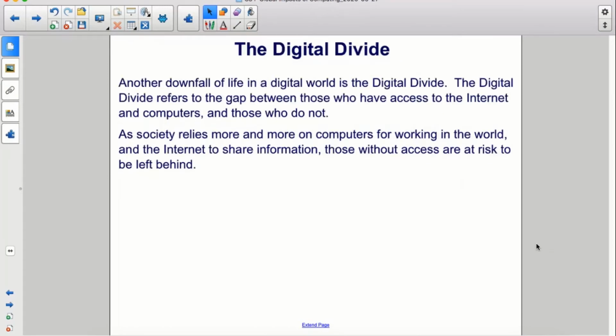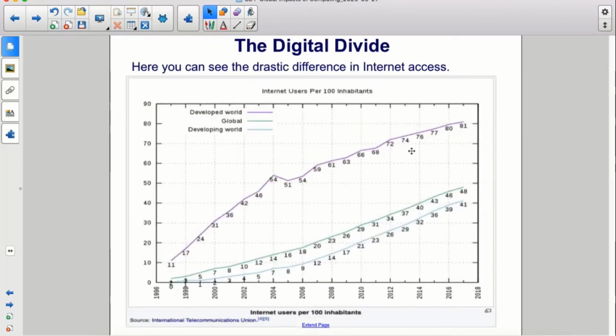Another downfall of life in a digital world is the digital divide. The digital divide refers to the gap between those who have access to the internet and computers and those who do not. As society relies more and more on computers for working in the world and the internet to share information, those without access are at risk to be left behind. Here, you can see the drastic difference in internet access between the developed world and the developing world.